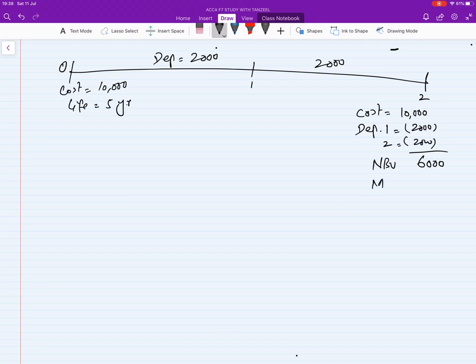So if you go to the market, when the net book value was 6,000 and you assess the asset, they give you 4,500 as your market value. It means it was being devalued by 1,500. That asset is being devalued by 1,500. So in this case, how will you record?